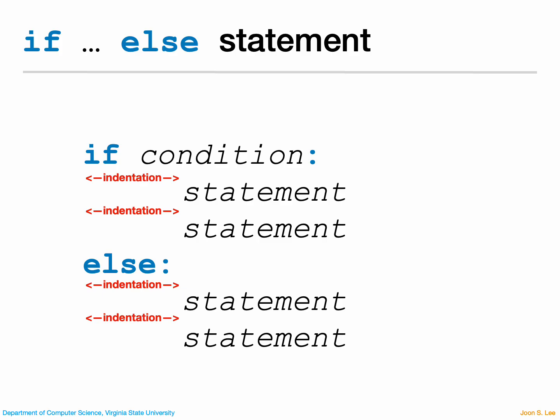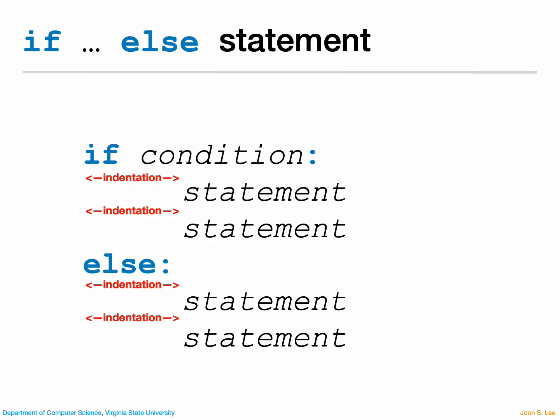An if-else statement lets us handle two possibilities instead of just one. It starts with if condition. If the condition is true, Python runs the indented code inside that block. But if the condition is false, Python skips the first block and runs the code under else instead.